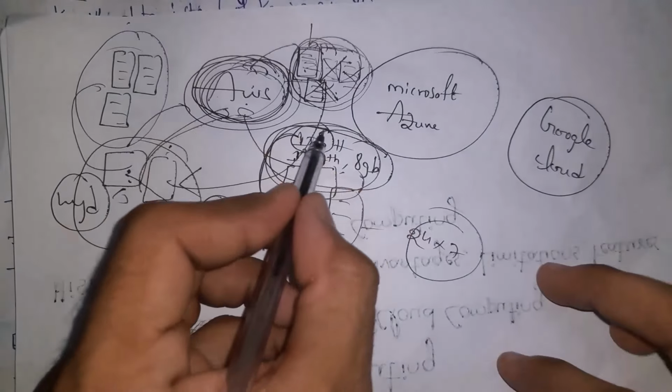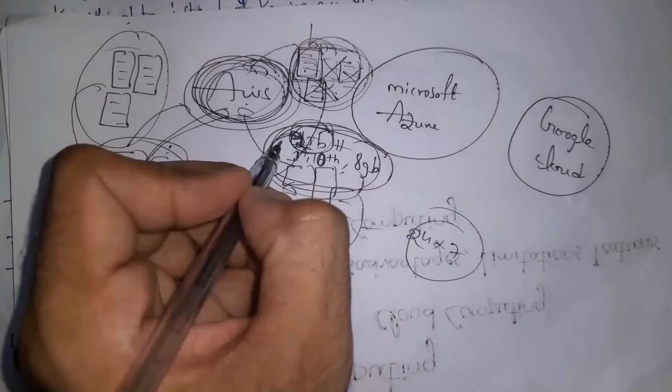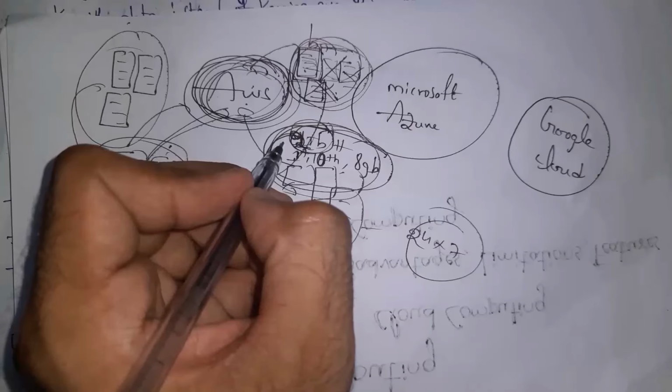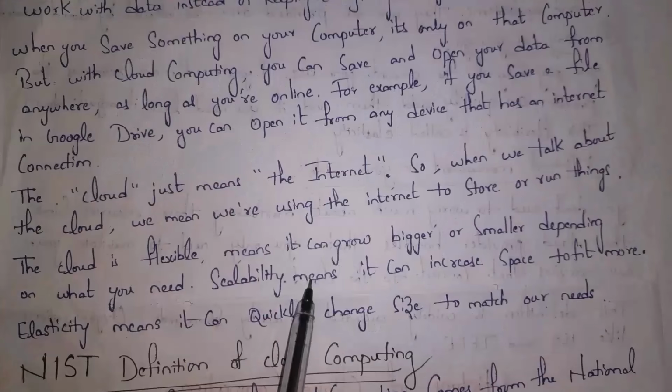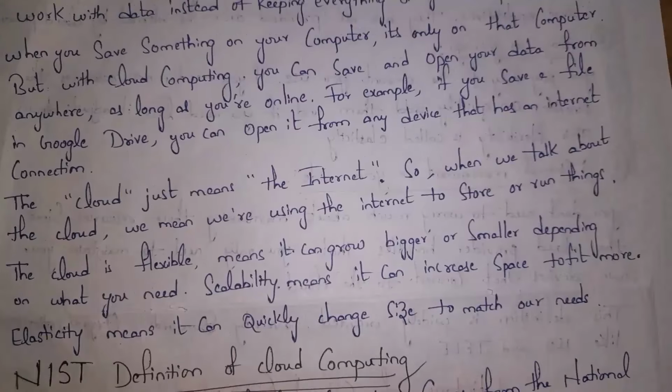Even though if memory is full, there is no problem because you can increase or decrease memory. This time I will configure my 1 TB hard disk to 2 TB hard disk. This is nothing but scalability. Scalability means it can increase space to fit more. And last one is elasticity. Means it can quickly change size to match our needs.